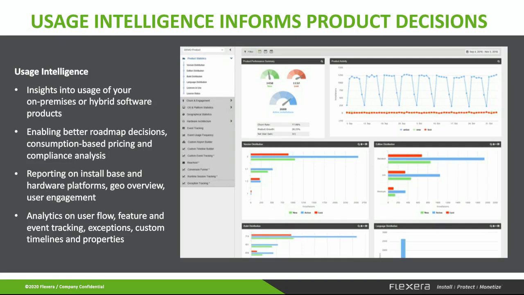Some of the other capabilities we're going to step into is, once you have the usage analytics, once you understand the behavior, what can you do to act on that? And we'll talk about that in a bit. So let me step into a use case.